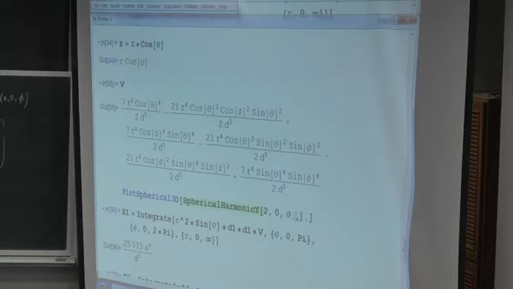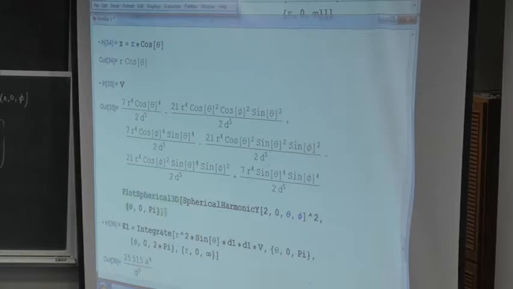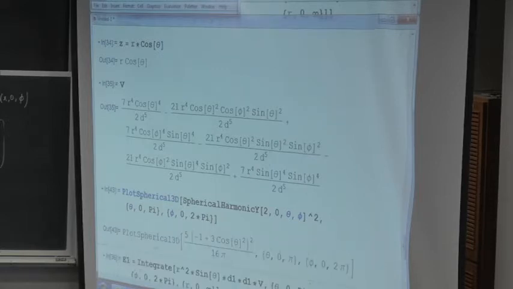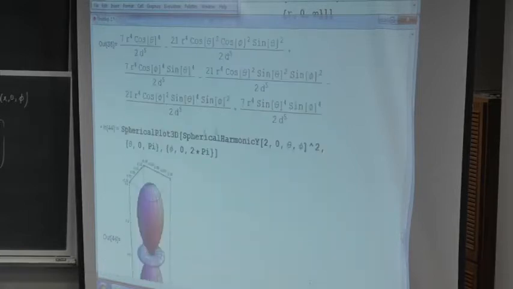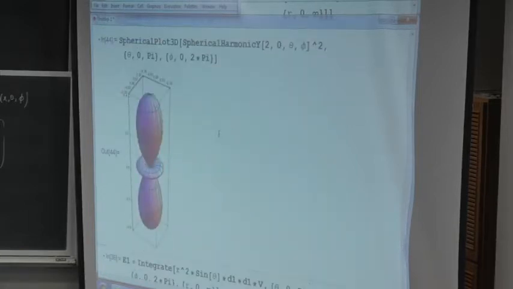Theta phi squared, multiplied with itself, where theta goes from 0 to pi and phi goes from 0 to 2 pi. This is just the plot of the spherical harmonic, the angular part of the wave function. Spherical plot. Okay, this is the dz square orbital, the probability density of it.